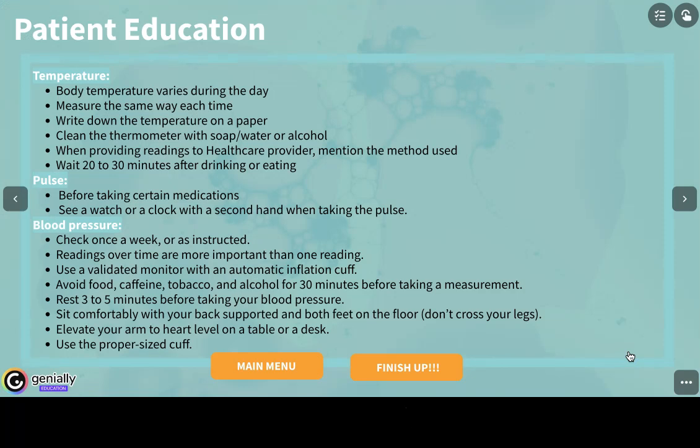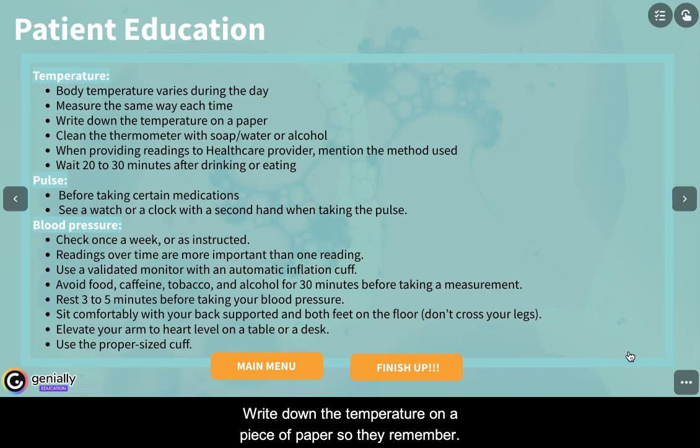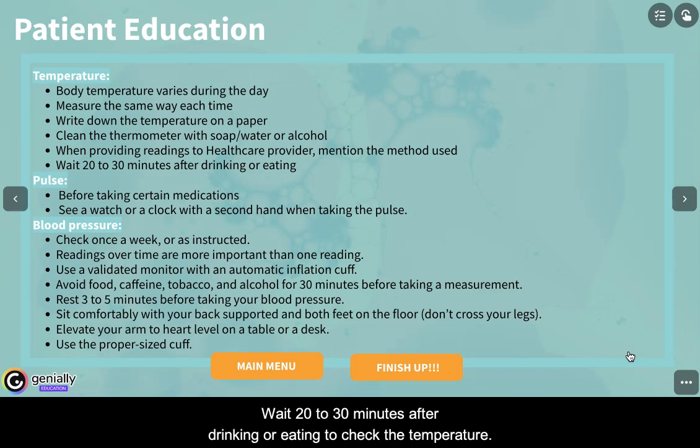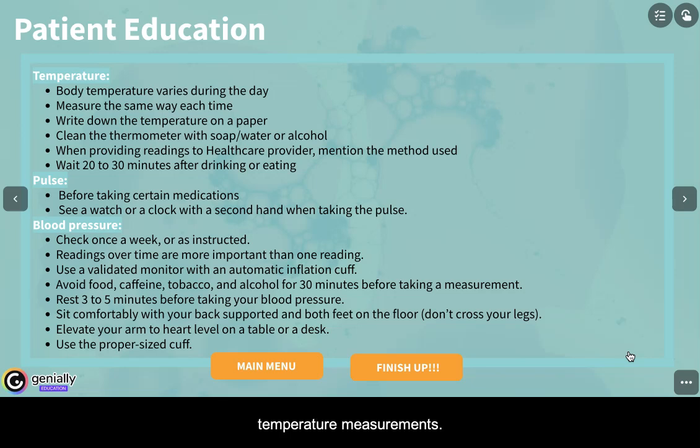Patient education. Remember, as nurses, we're educators. We always educate. Important things to educate with temperature: body temperature varies during the day. Measure the same way each time. Write down the temperature on a piece of paper so they remember. Clean the thermometer with soap and water, or alcohol. When providing readings to the healthcare provider, mention the method used. Wait 20 to 30 minutes after drinking or eating to check the temperature. These are things that we want to educate our patient about, temperature measurements.